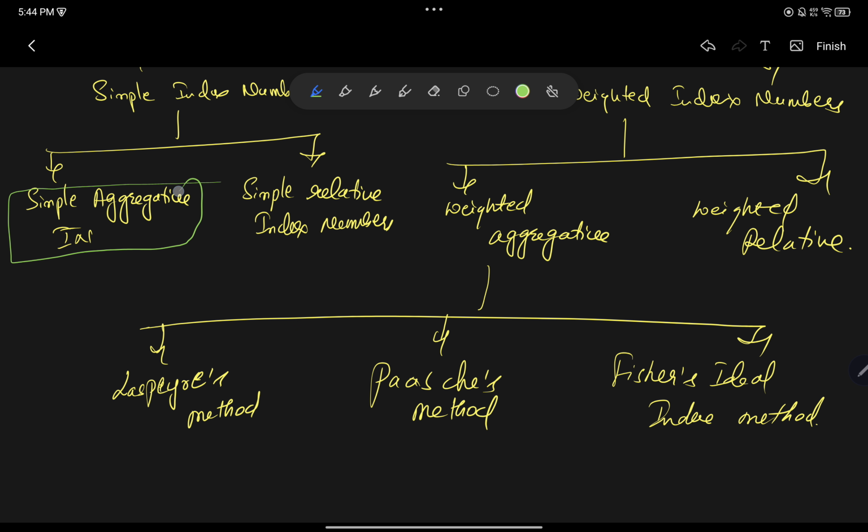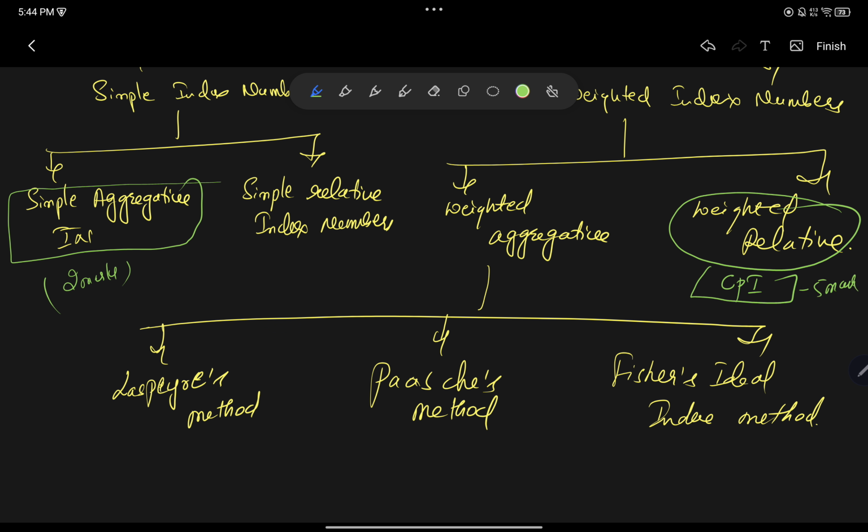For your first semester BBA Bengaluru City University syllabus, they have mentioned simple aggregative index numbers. From here, a question of 2 marks can be asked in your examination. Apart from that, weighted relative is there, and they may ask a question from here. This method is usually used to calculate consumer price index, which will also be taught in the upcoming videos. This can be asked for 5 marks.